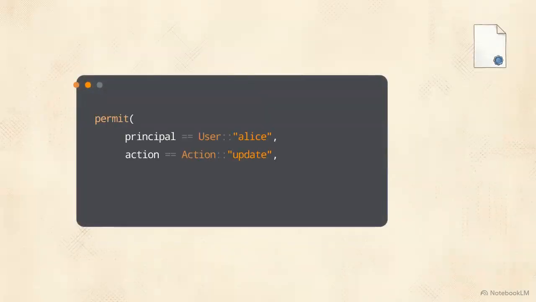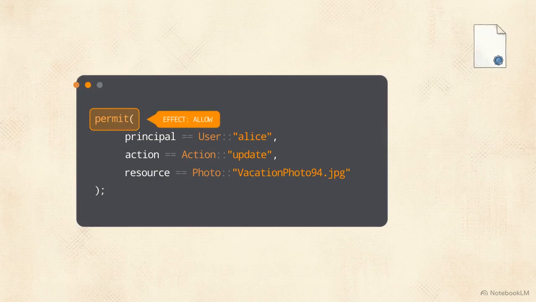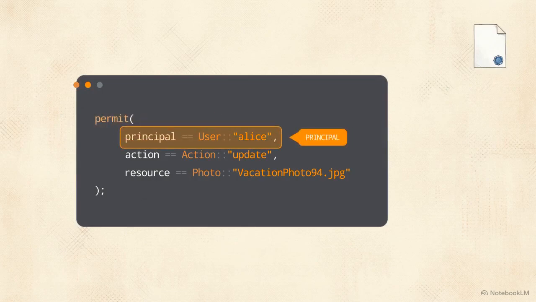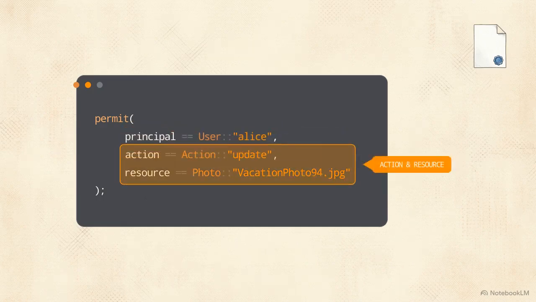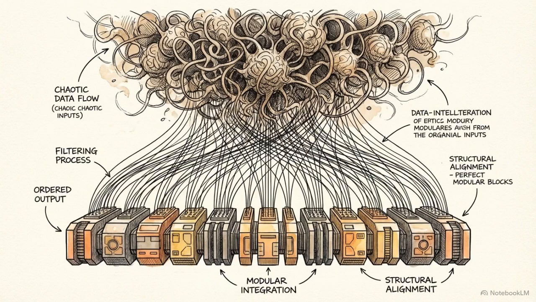This block of Cedar code explicitly defines the conditions for approval. The permit effect establishes an allow list rule. The principal variable authorizes the user Alice. The action and resource variables restrict her solely to updating a specific file named Vacation Photo 94. The PARC model translates abstract business rules into unambiguous, executable constraints.